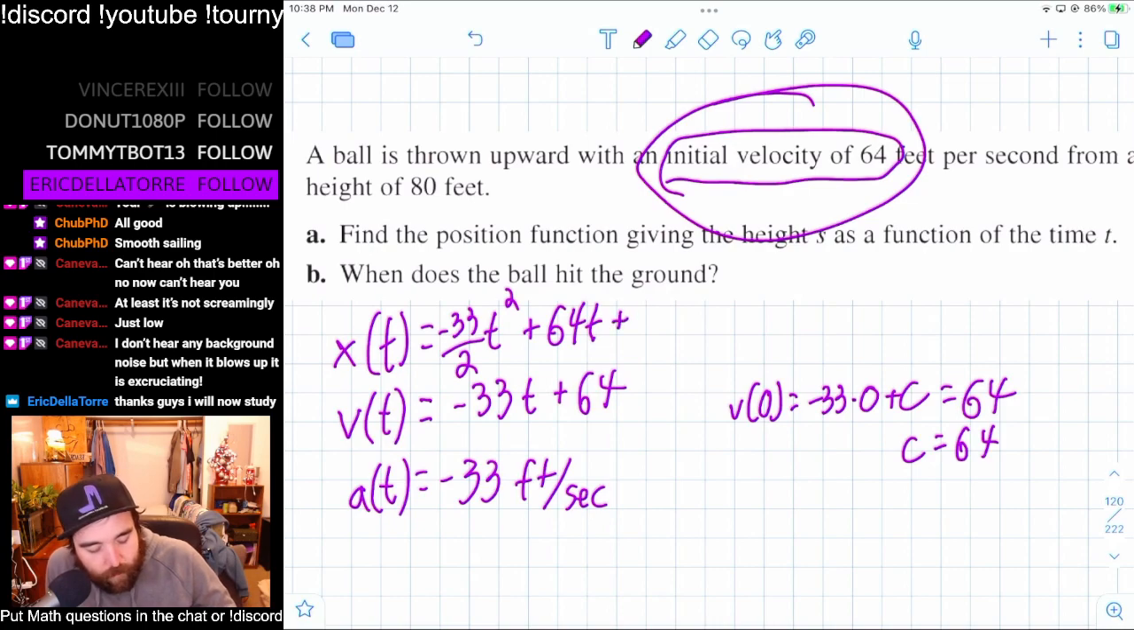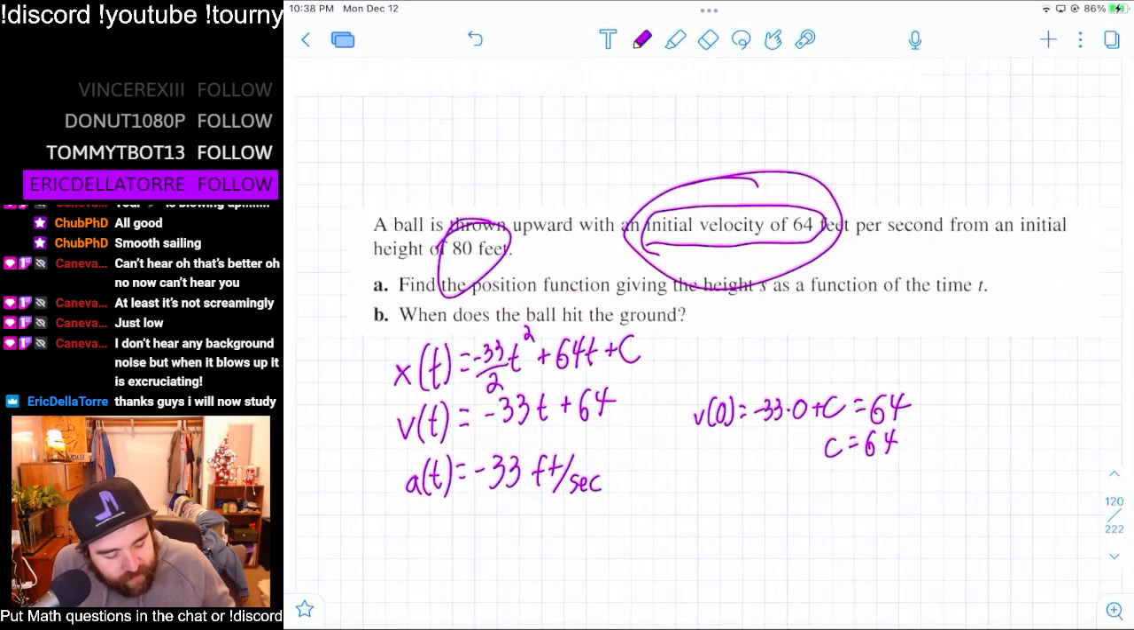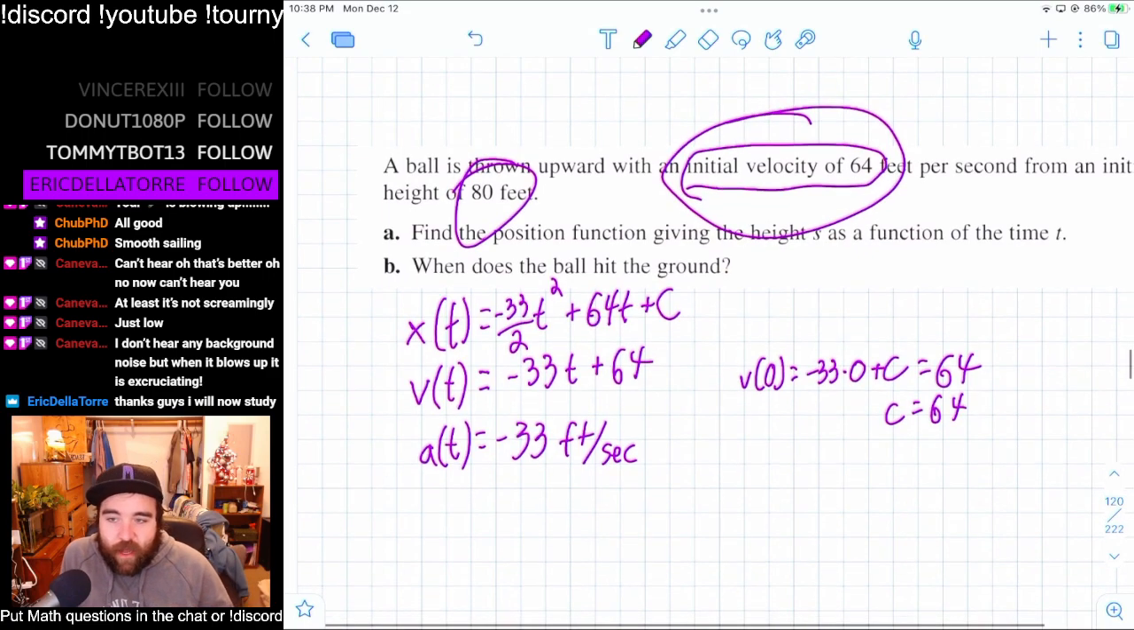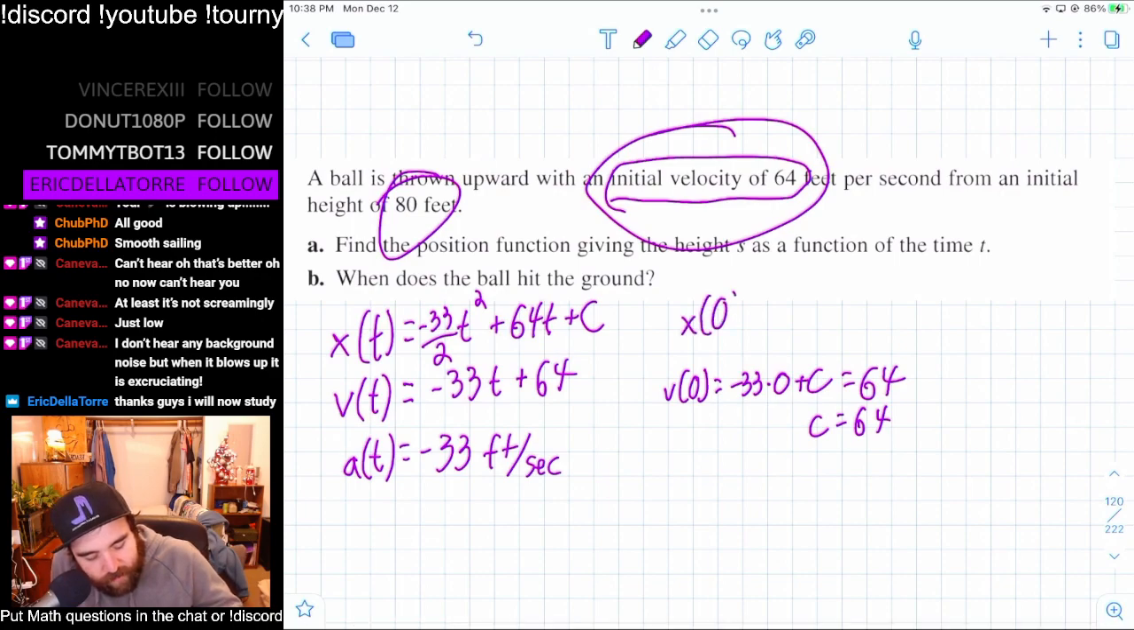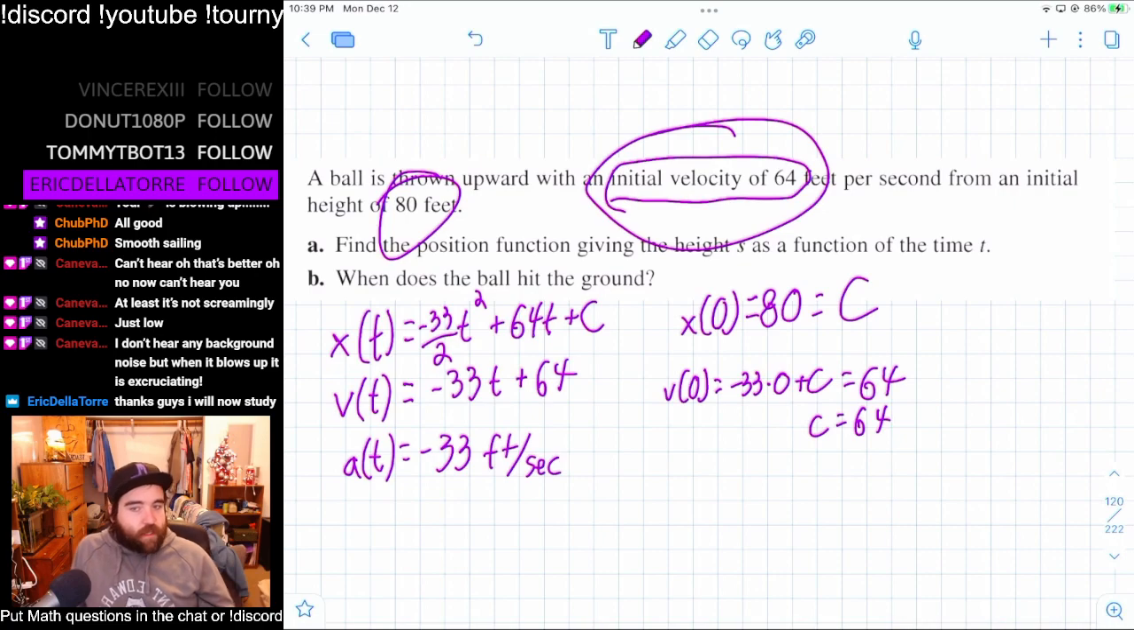And then plus c. But just like before, they tell us the initial position. They tell us the initial height is 80. So we can use the same type of thing and say that when time equals 0, the position needs to be 80. But when we plug in 0 for time, all the other parts just go away. You just end up with c. That doesn't always work out like that, where c is just the initial condition, but in this case, it did. And there we go. Now we have the position function giving the height s as a function of time. They just wrote an s here instead of an x, but that's our position function.